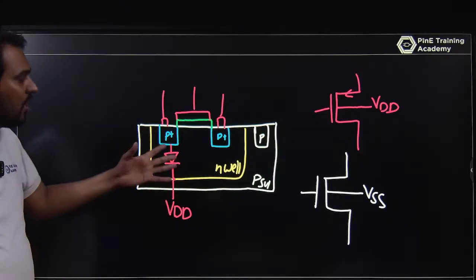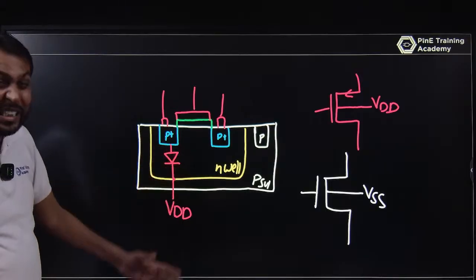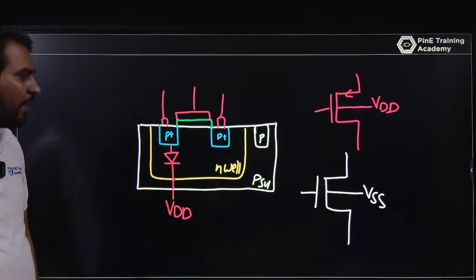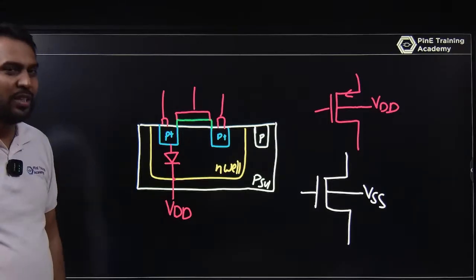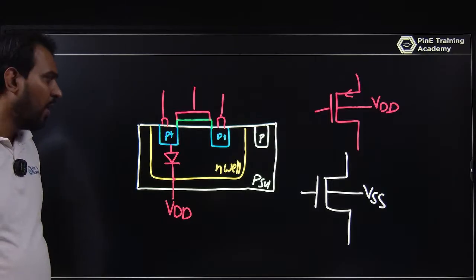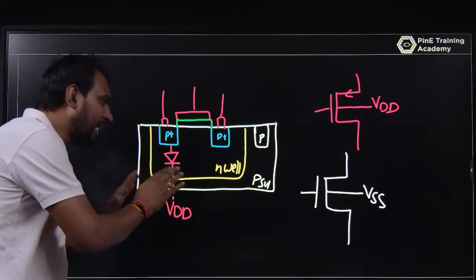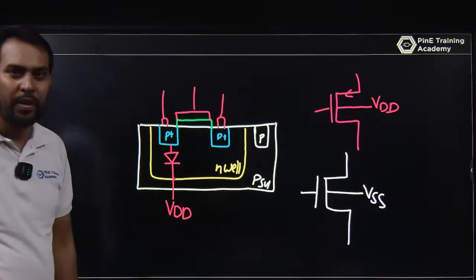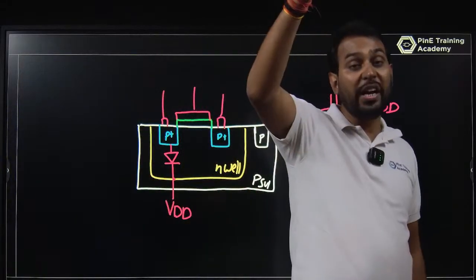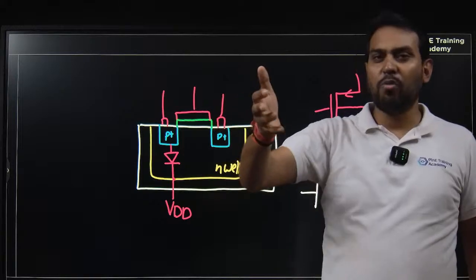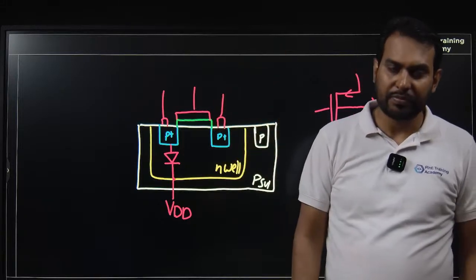Of course it also has a BJT. In a CMOS you will find the BJT, that is called latch up. We will discuss it when we start the layout. But till now you must have a basic understanding in terms of schematic. Why do we always connect the PMOS body to VDD, and why always connect the NMOS body to VSS?